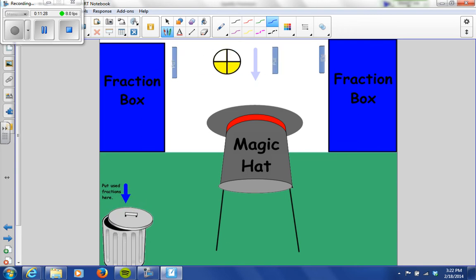How many total pieces do I have there? How many shaded pieces do I have? That's going to be my numerator. Shaded pieces over the total pieces. That is going to be 2/4. 4 total pieces, 2 of them are shaded.